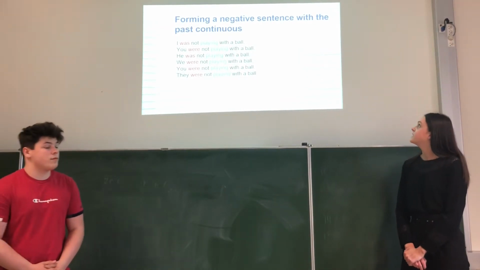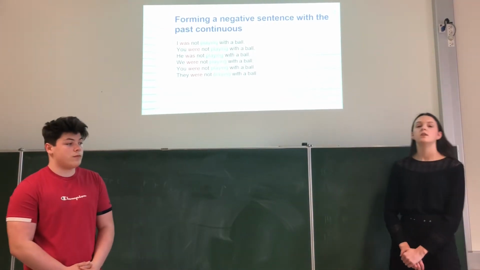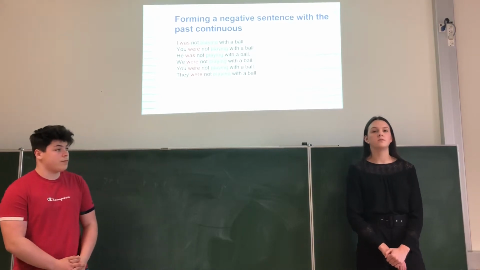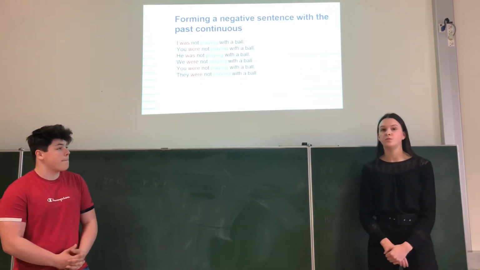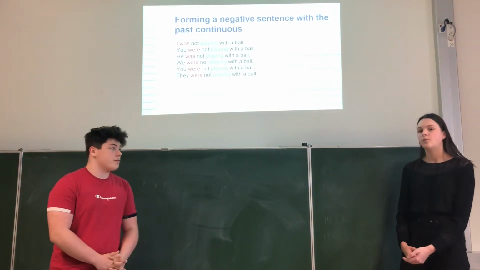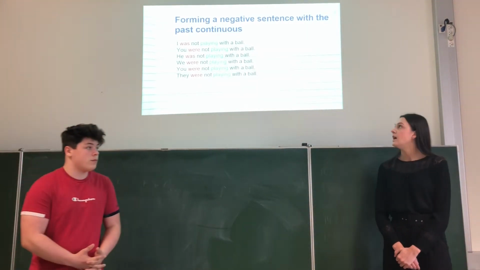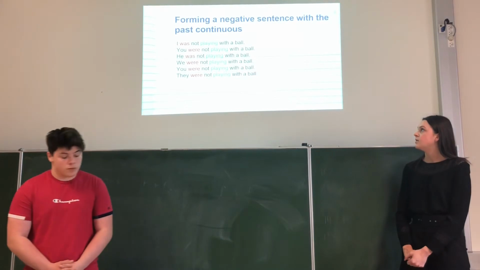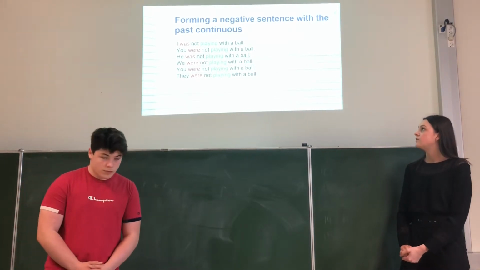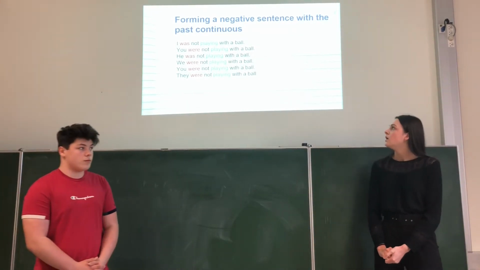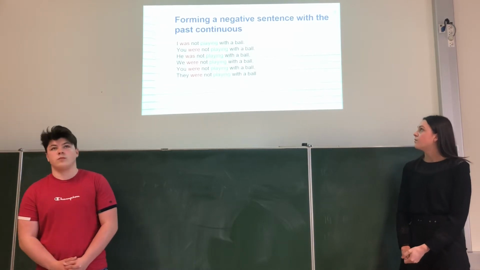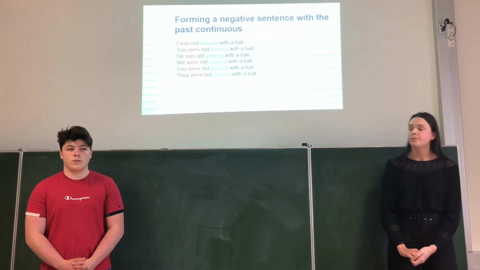Forming a negative sentence with the past continuous, you also need the past simple form of the verb to be, which is was or were, but you add not to it, contracting it into wasn't or weren't. And then we take the bare infinitive of the verb and add -ing. For example, I was not playing with a ball, you were not playing with a ball.